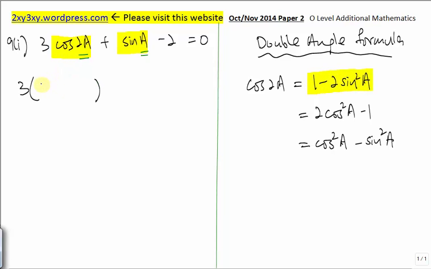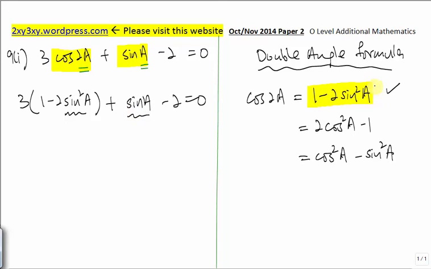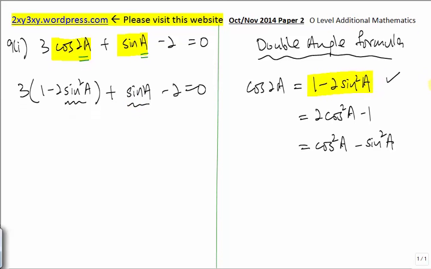So I'm going to substitute that formula into here. Cosine 2A, I replace by 1 minus 2 sine square A. Now, as shown here, when the cosine 2A is changed to 1 minus 2 sine square A, this equation only consists of sine terms. Because of that, we can solve this trigo equation. That's the purpose of choosing this formula.